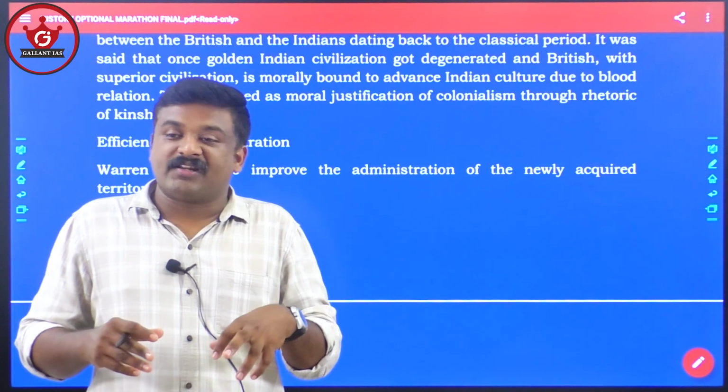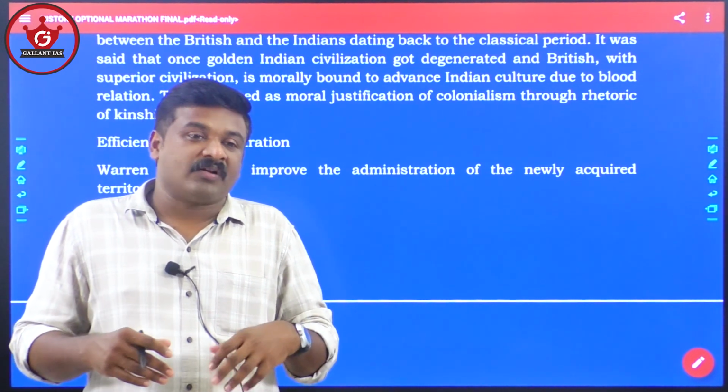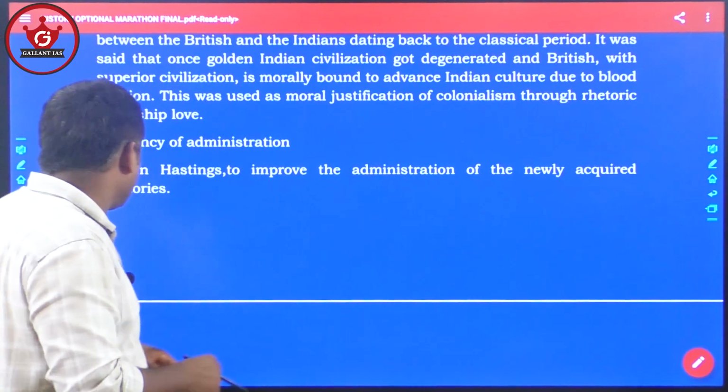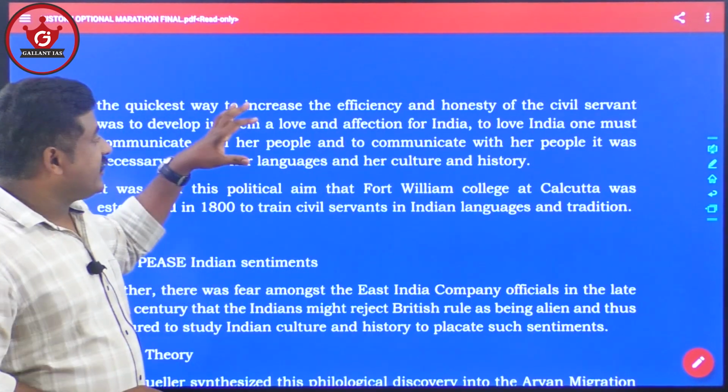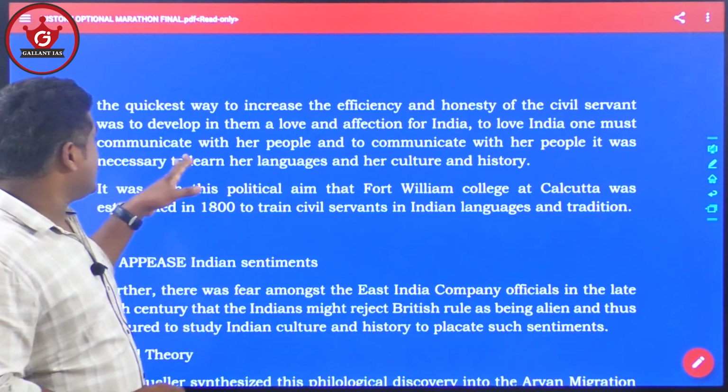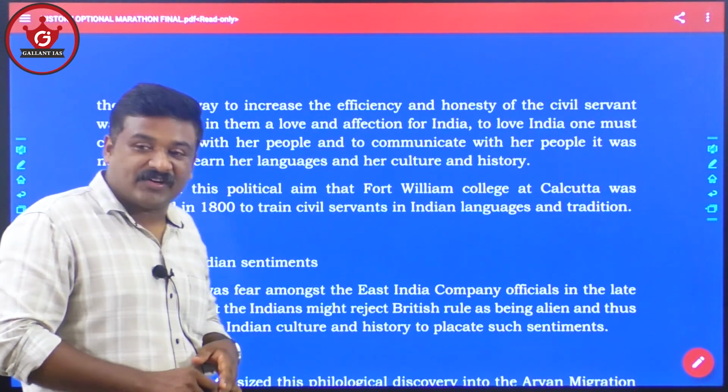All this they are saying, but the actual intention is they wanted to study Indian culture, Indian languages, and Indian people for better, effective control over Indian administration. Okay. The quickest way to increase the efficiency and honesty of the civil servant is to develop in them a love and affection for India. Am I right?